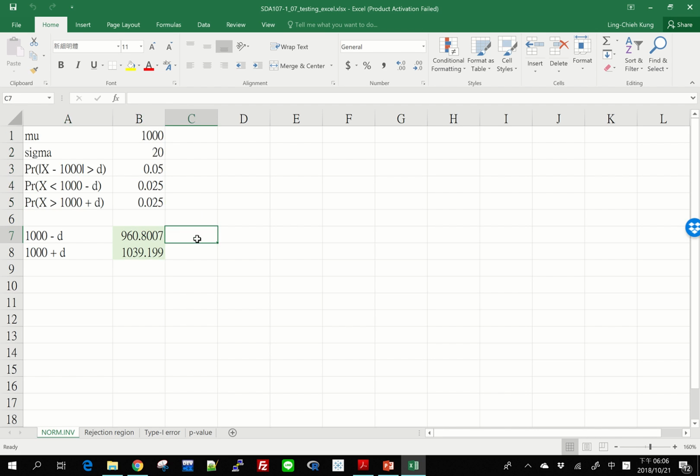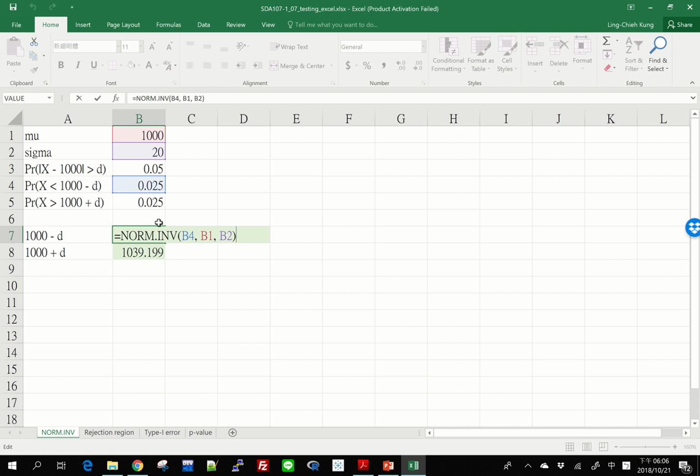Now our question is, how may we find those two numbers, 960.8 and 1039.2? The idea is very simple. I have a normal curve, and I have three values to use. I need the mean and the standard deviation as input into a function so that I construct that normal curve. And then I need to accumulate the probability starting from negative infinity, and move on until I get 2.5%.